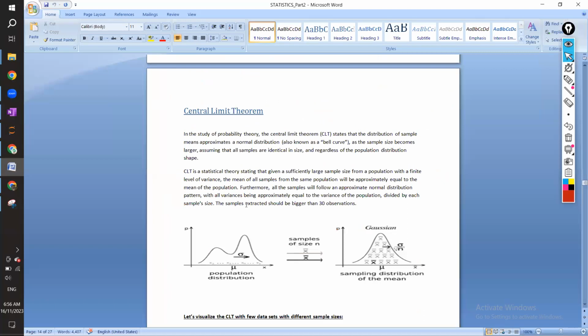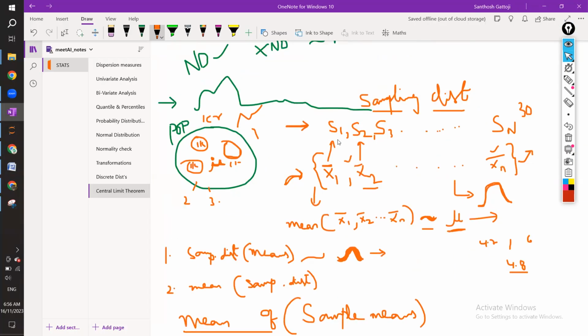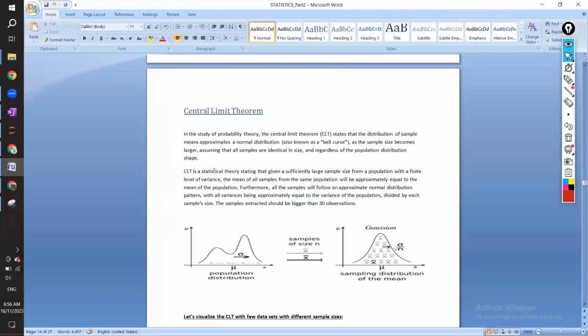That means usually the samples extracted should be bigger than 30 observations. In each sample it should have at least greater than or equal to 30 observations. So it is saying, statistical theory stating that given a sufficiently large sample size from a population with a finite level of variance, the mean of all samples from the same population will be approximately equal to the mean of the population. Getting this is the point. The mean of all samples from the same population will be approximately equal to the mean of the population.